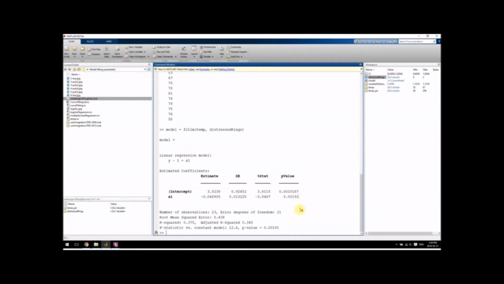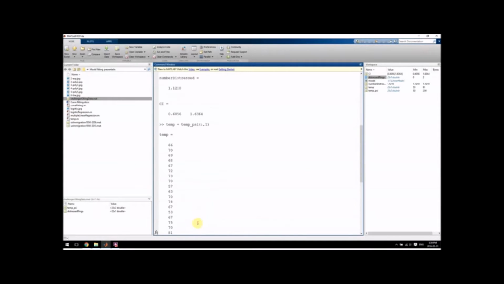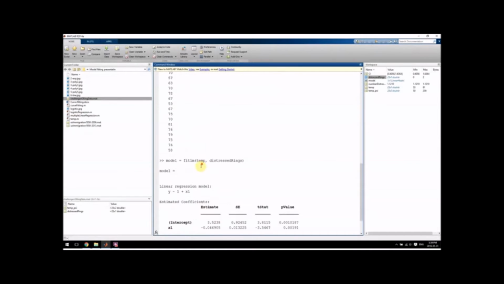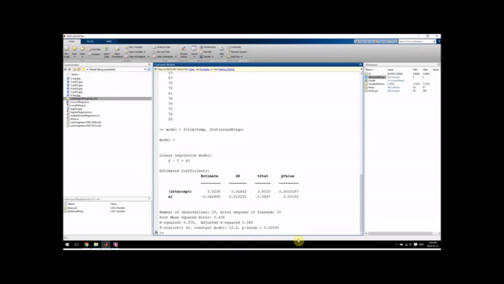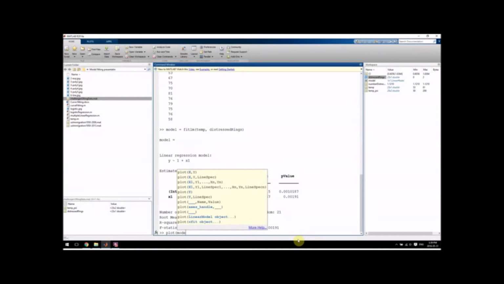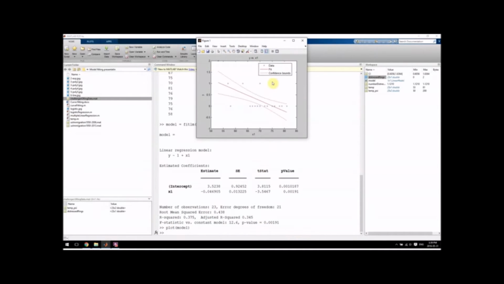And both coefficients are statistically significant now. Our R squared has dropped a little bit, but it's still in the same ballpark, I believe. Yeah, it's 0.37 instead of 0.41, so very similar. Let's plot it now. We can plot our model.